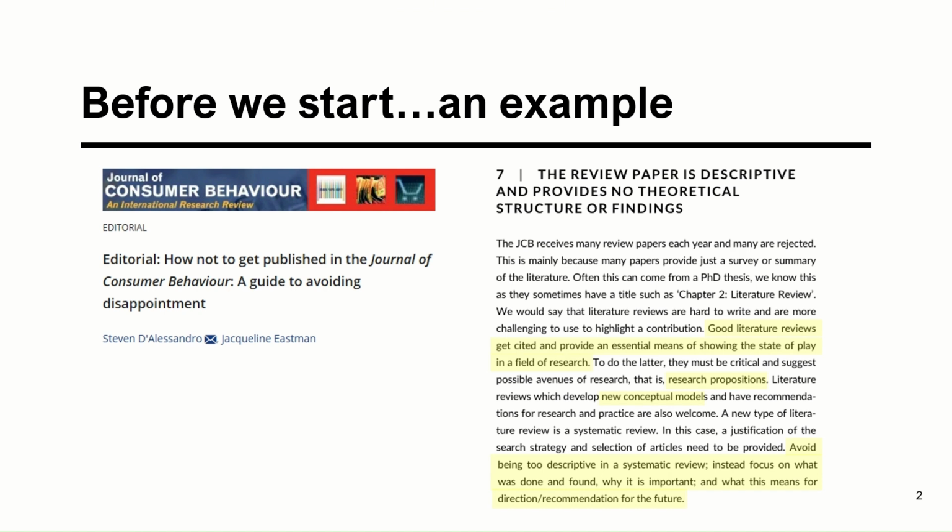But more importantly, it's important that you suggest certain possible avenues for research, like put forth a set of research propositions based on what you've reviewed, or even propose a new conceptual model after you've synthesized the literature that has been reviewed as part of the study. But just as much as these research propositions or conceptual models are important, it's also important that you steer clear of being too descriptive in a review.